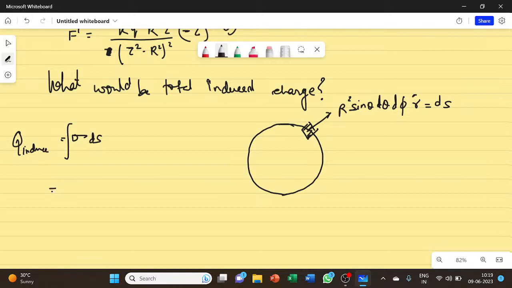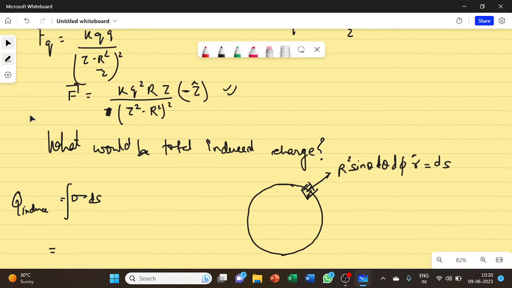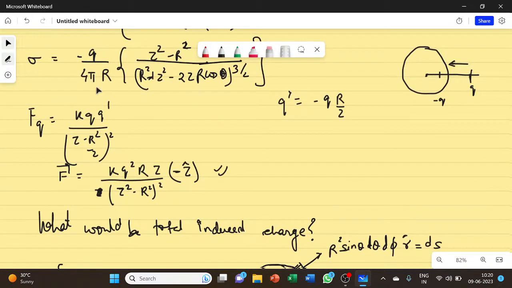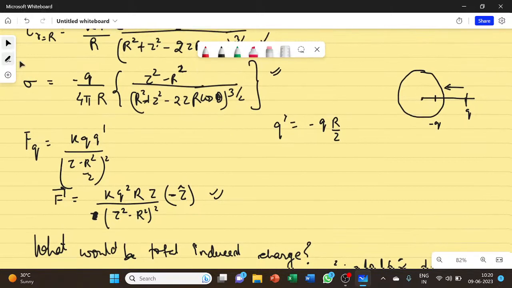So if I integrate it, d phi would be integrated from 0 to 2 pi, and d theta would be integrated from 0 to pi. So what I will get, I think this is minus 1 upon 4 pi somewhere. This is minus 1 upon 4 pi. So I'll write it as it is. Just give me a minute. Okay. So I'll write this particular expression here.